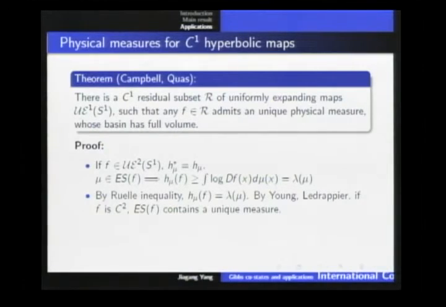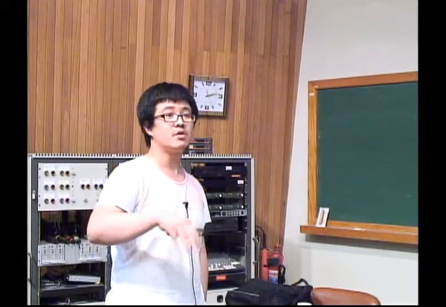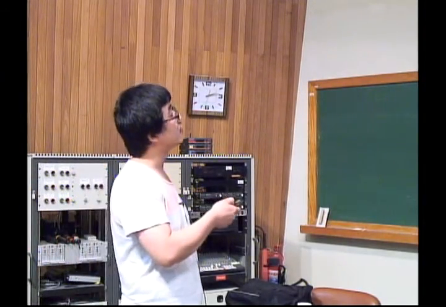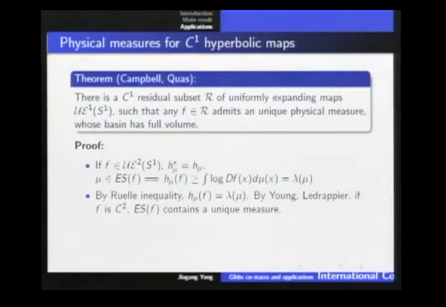If it satisfies the Pesin formula, then by Ledrappier-Young, it should be absolutely continuous with respect to the unstable manifold, because here we assume C2. And in fact, the unique physical measure, as we know, is absolutely continuous with respect to Lebesgue. So this explains that if we suppose some regularity, suppose this map to be C2, then the equilibrium state is unique, and the unique one is exactly the physical measure.